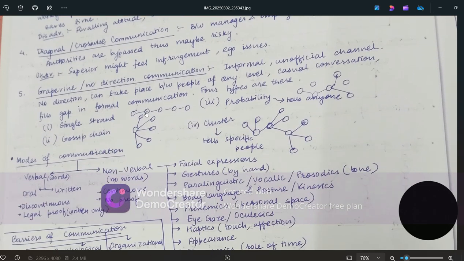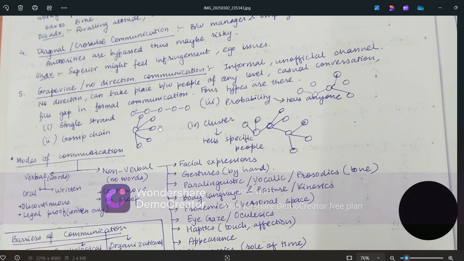Next is grapevine or no direction communication. This is an informal, unofficial channel, and in this, communication can take place between any two people, and this kind of fills the gap left by formal communication. These are of four types. First is single strand. It keeps on passing from one person to another.